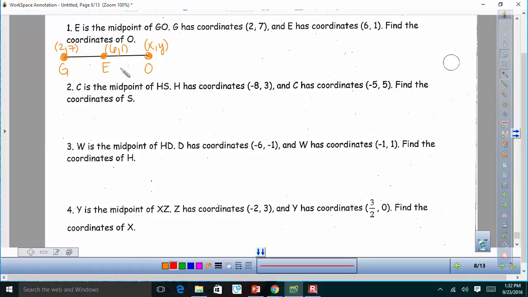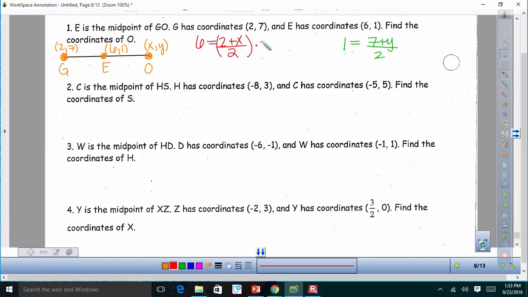Okay? So now, remember our formula is midpoint equals endpoint plus endpoint divided by 2. So I'm going to do my midpoint. What is my x midpoint? 6 equals endpoint plus endpoint. So 2 plus x over 2. Okay? I'm going to write my y as well. So I know that my y midpoint is 1. And that's going to equal endpoint plus endpoint divided by 2. So 7 plus y divided by 2.